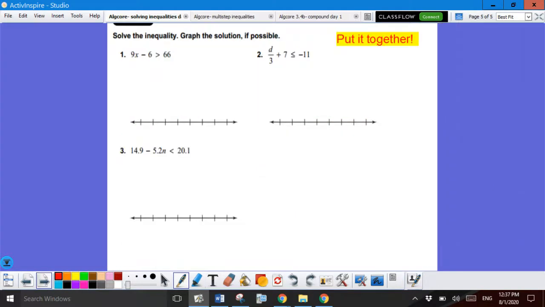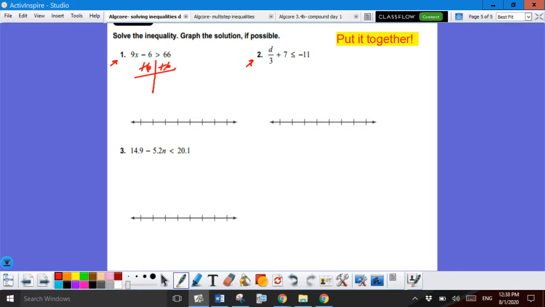Okay, so why don't you hit pause and see what you can do with problem number 1 and problem number 2. All right, let's see how you did.